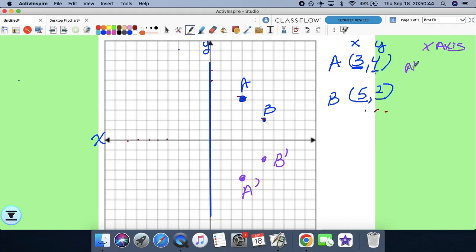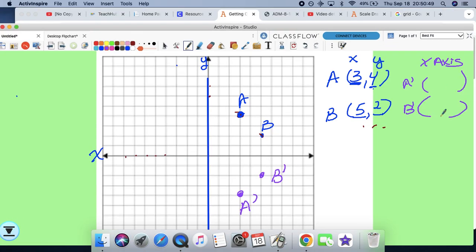Notice that this time around, we're not on the same floor. A, and if you look at A, where is A? A is on the fourth floor. Where is A prime? A prime is all the way down on the negative 4th floor. What about on the x? The x coordinate? Well, they're both 3 units to the right, which makes it 3 positive. So the number stays the same, but it's not 4 anymore, it's negative 4.